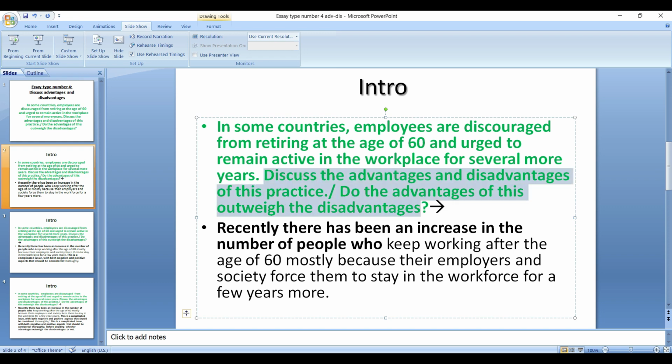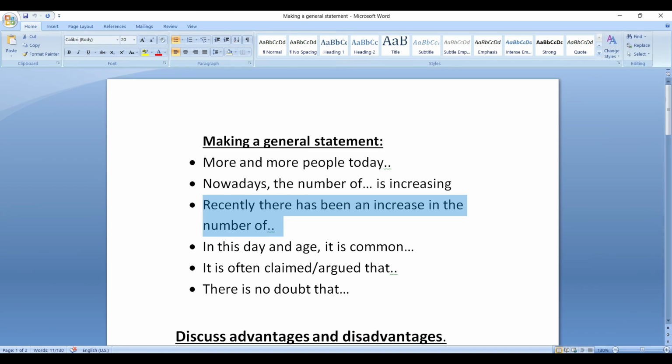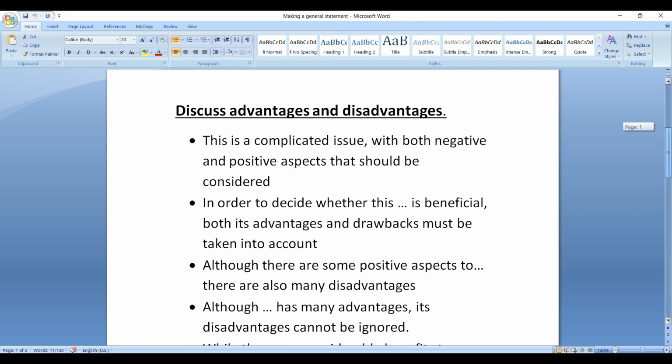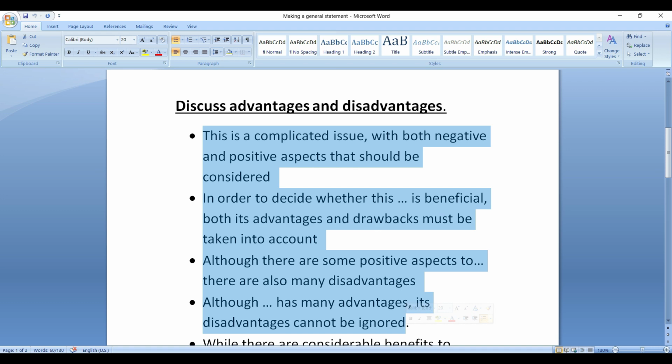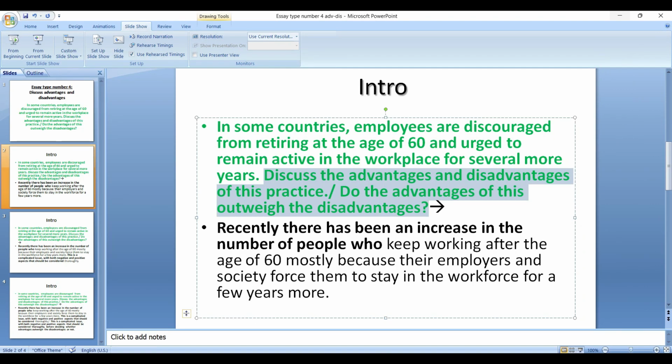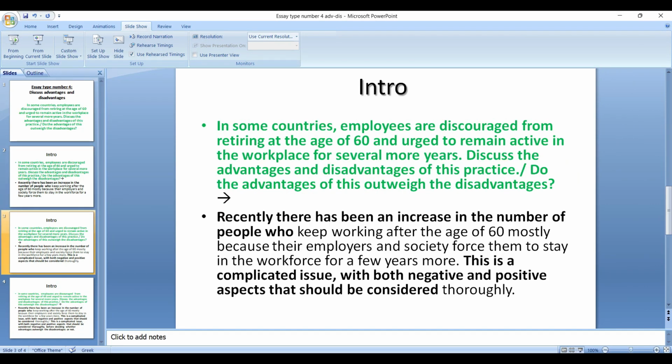And now it's time for the actual question of our topic, which is about advantages and disadvantages. And now is the time that we're going to our advantages and disadvantages useful phrases, and we choose one of them. You don't need more. So what did I do? Let's recap a little bit what we're changing. Discuss the advantages and disadvantages of this practice. I took this phrase here.